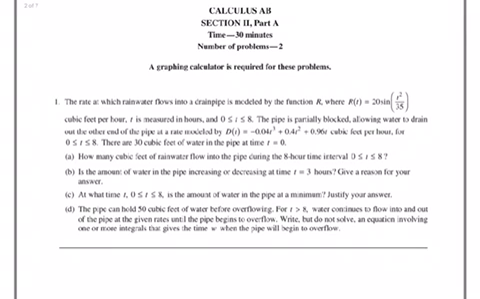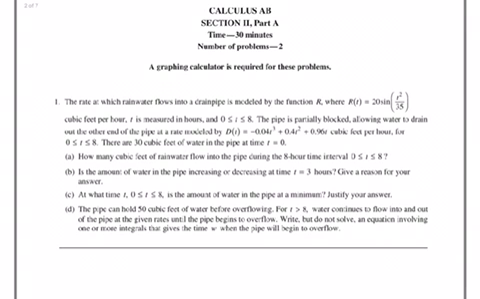Okay, let's take a look at question 1 from the 2015 exam. The rate at which rainwater flows into a drain pipe is modeled by the function r, where r(t) is equal to 20 sine(t squared over 35) cubic feet per hour. t is measured in hours, and the time is measured between 0 and 8 hours.